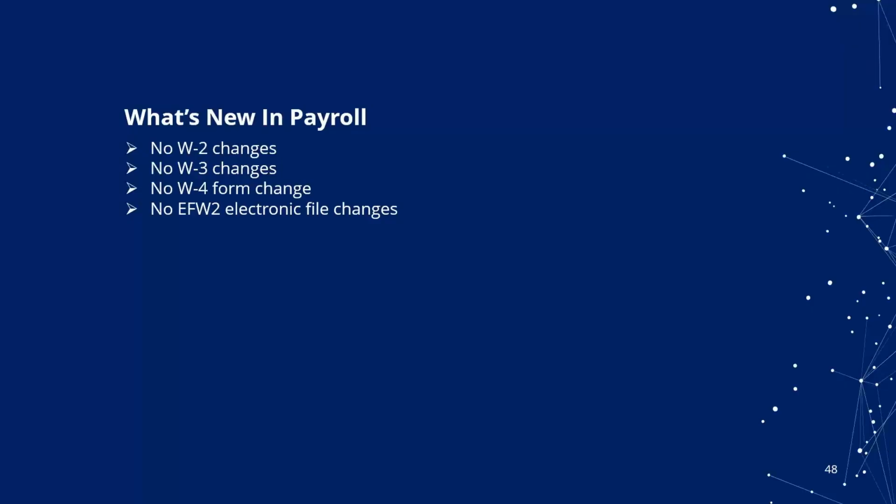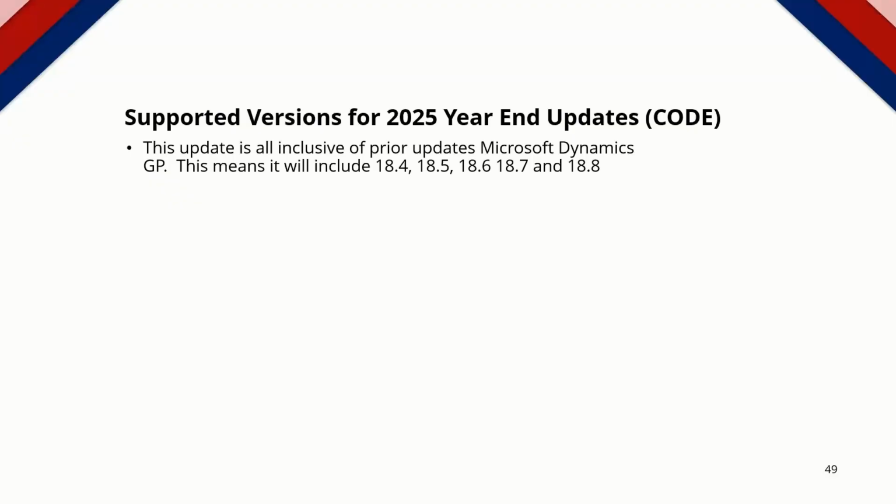So what's new in payroll this year? There have been no changes to the W-2, W-3, W-4, or electronic W-2 filing changes. So again, this update's inclusive of all previous updates. So it'll have 18.7, 6, 5, 4, etc.